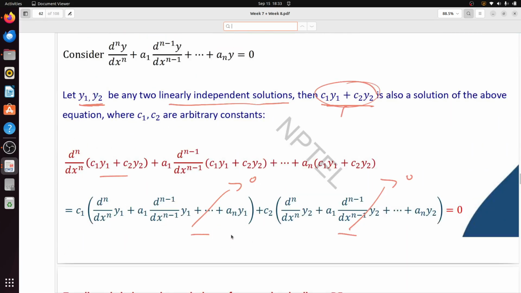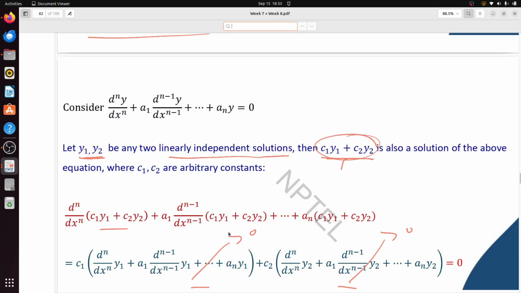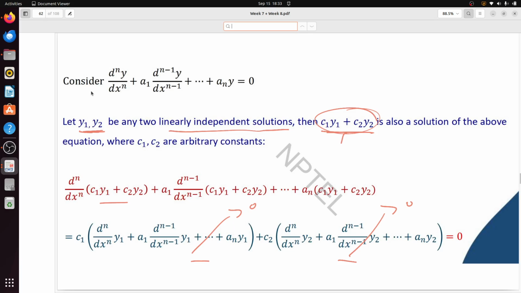This thing I have already discussed. I will upload the notes. You just go through the material, then you will observe that any linear combination of two solutions will also be a solution of this type of linear differential equations.